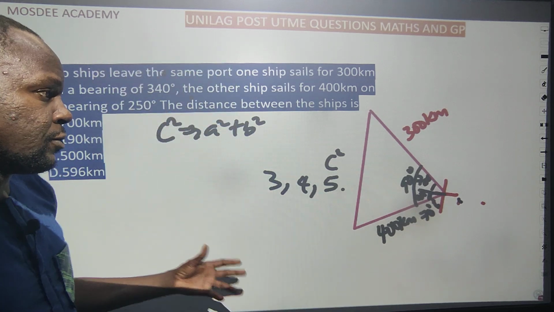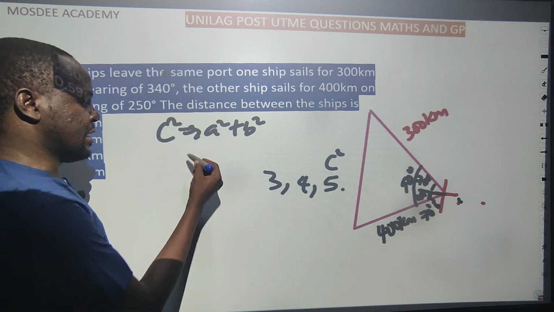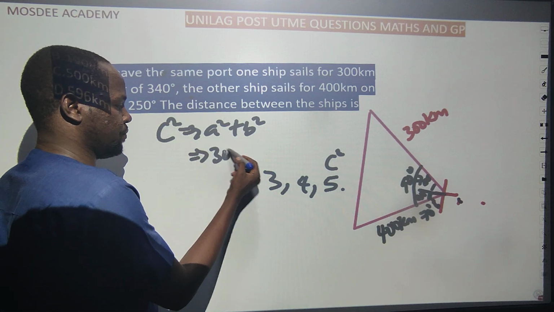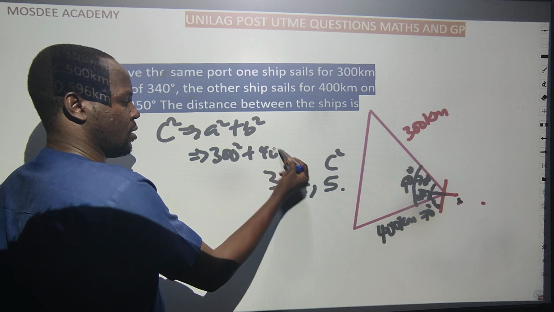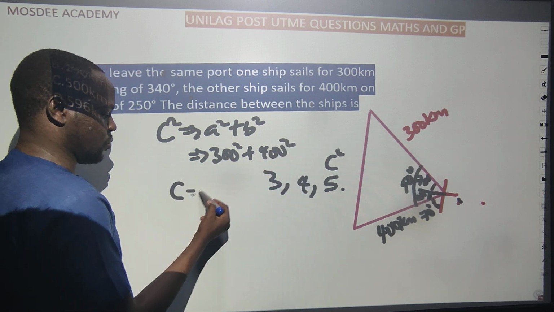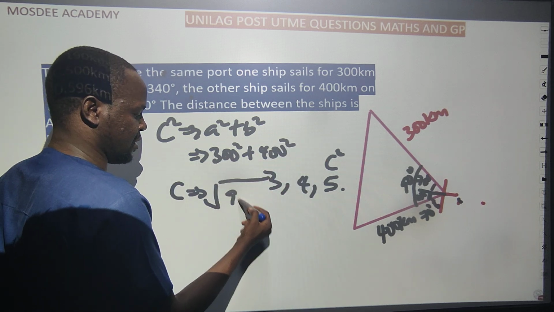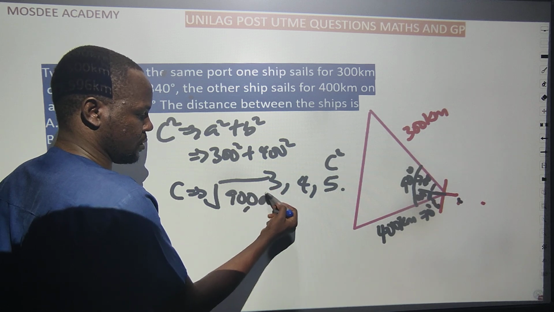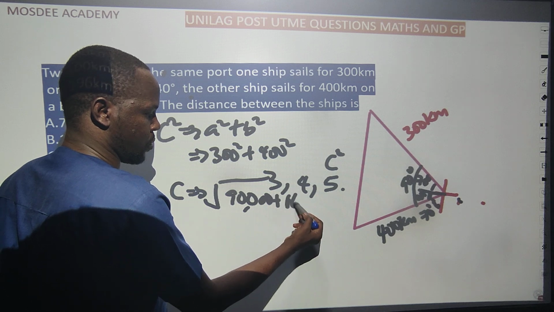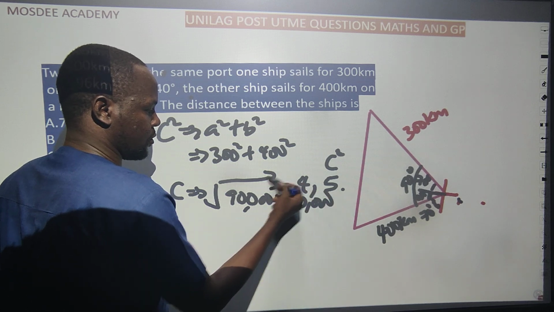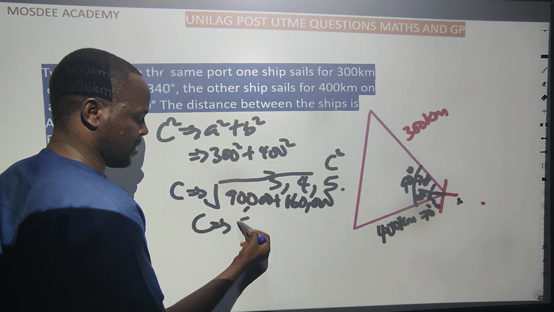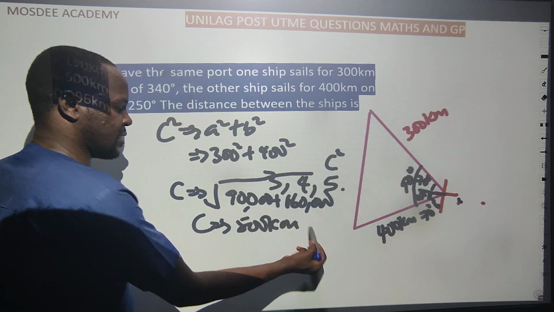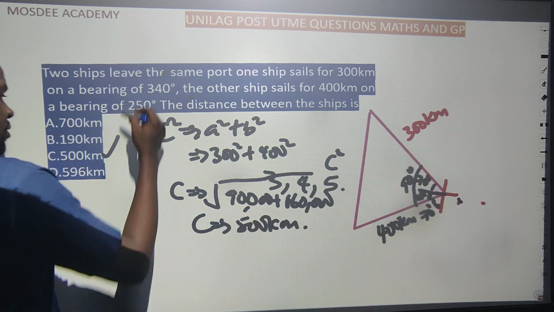So I will use the same method to make sure you guys understand that if you go by 300 squared plus 400 squared, finish this, C will now be the square root of 90,000 plus 160,000. It will be 500 kilometers. So that's just that. I don't think I need to waste too much time. I think I'll move to the next question.